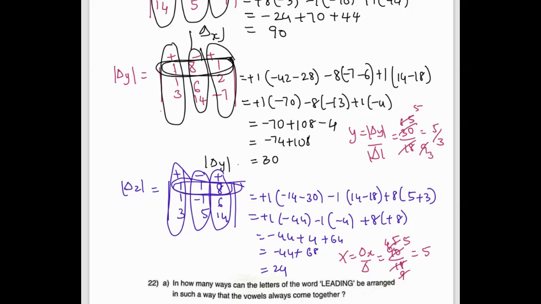Then what will be z? Z will be delta z divided by delta. That will be 24 divided by 18. So 24 divided by 18 is how much? It goes in again 6. 6 3s are 18, 6 4s are 24. So it will be 4 by 3. So these are the values of x, y and z by using the Cramer rule.